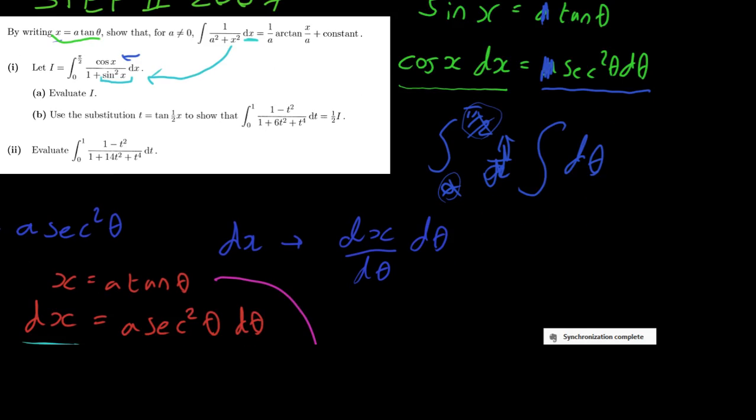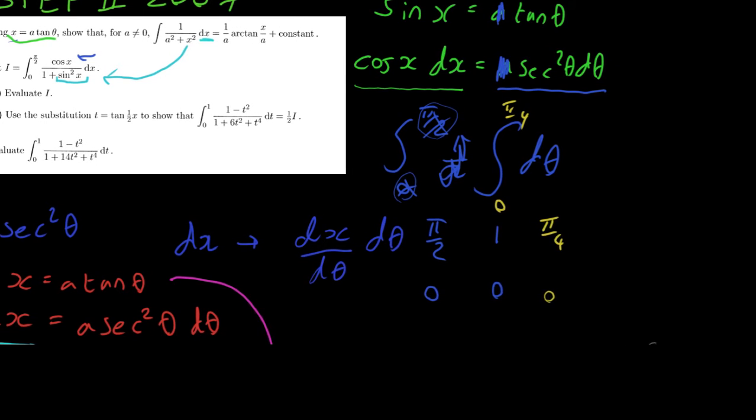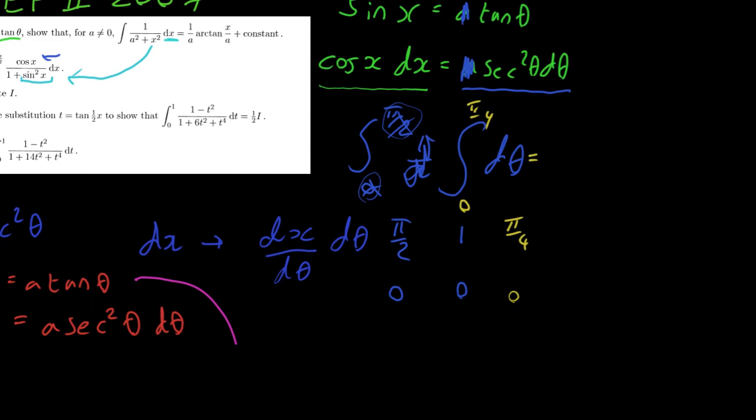Okay, so what are our limits changed to? Well, you notice our limits for x were pi over 2 and 0. So sine of both of those gives me 1 and 0. So tan of what will give me 1? Well, tan theta has to be 1. So theta here will be pi over 4. And this will be 0. So you're integrating, between the limits of pi over 4 and 0, of nothing. That'll just give you theta bounded between pi over 4 and 0.